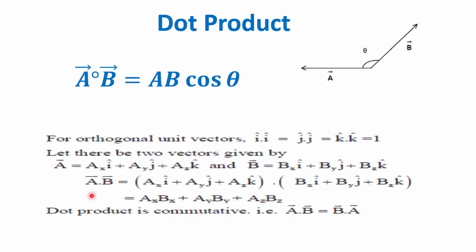Now if I want to do b dot a, I will get the same result. That is why the dot product is also commutative, which means a dot b is equal to b dot a.